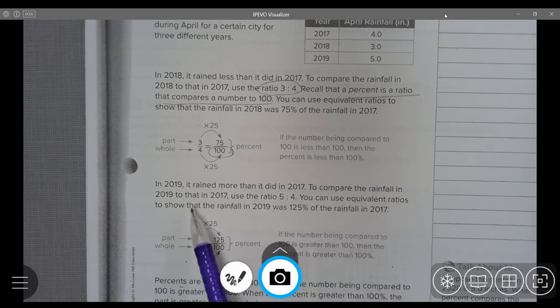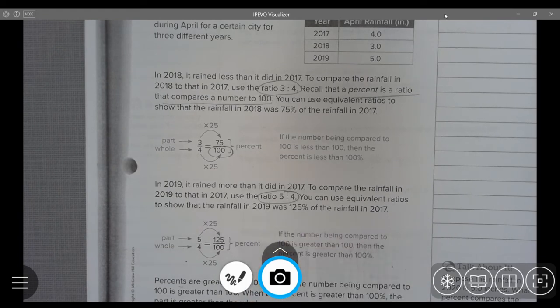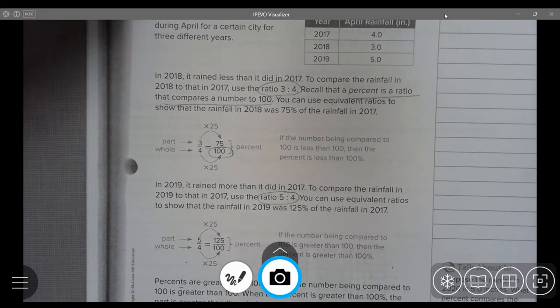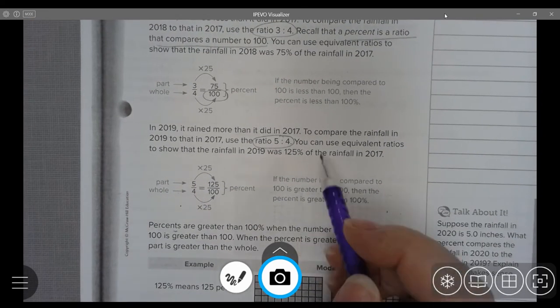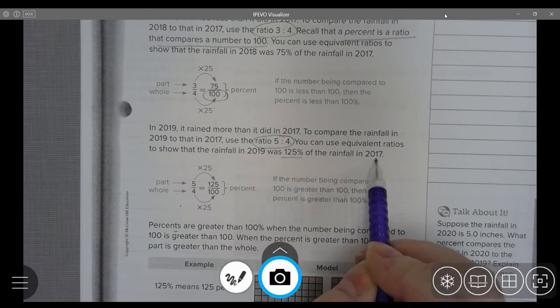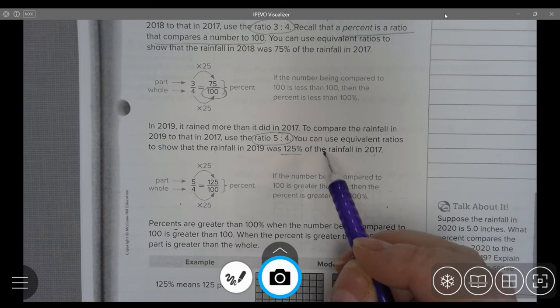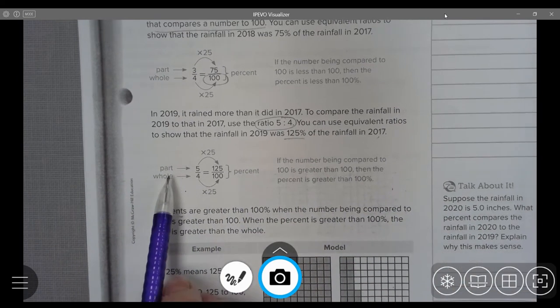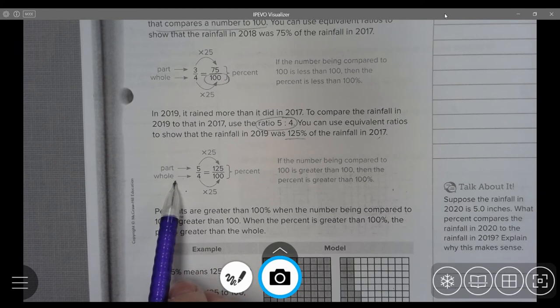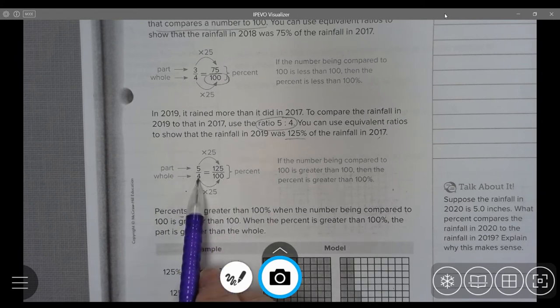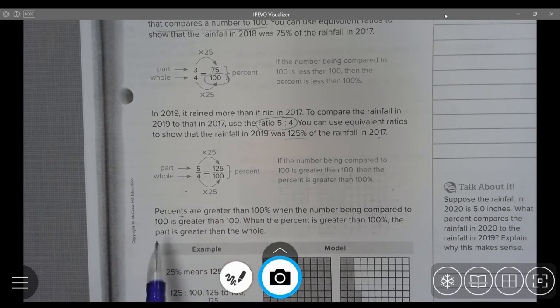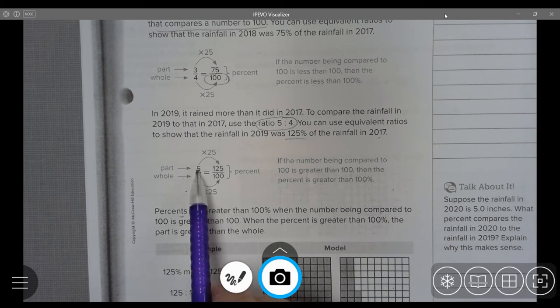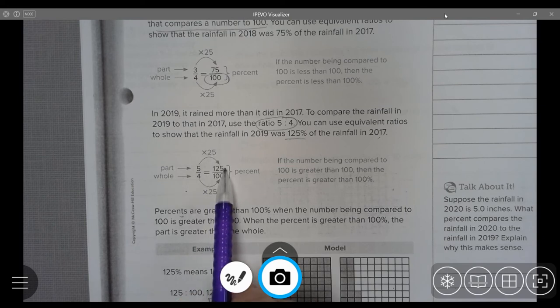In 2019, it rained more than it did in 2017. To compare the rainfall in 2019 to that of 2017, use a 5 to 4 ratio. You can use equivalent ratios to show this rainfall in 2019 as 125% of 2017. It is greater than 100%. So again, we have the ratio of 5 to 4 as a part to a whole. And we can take the 4 and get it to 100, because we're always comparing it to 100%, by multiplying it by 25. And then we need to do the same to the top, to the 5. 5 times 25 is 125%.